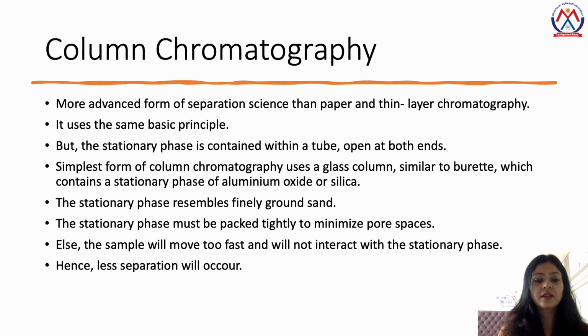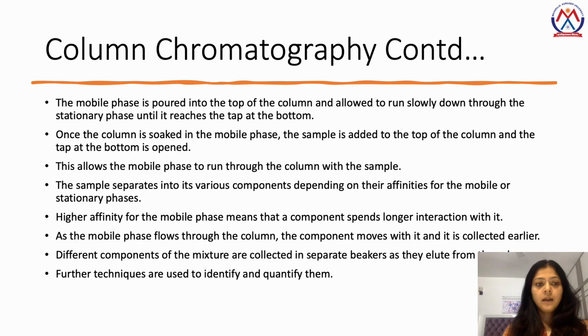The stationary phase must be packed tightly to minimize pore spaces. Else, the sample will move too fast and will not interact with the stationary phase. Hence, less separation will occur. The mobile phase is poured into the top of the column and allowed to run slowly down through the stationary phase until it reaches the tap at the bottom.